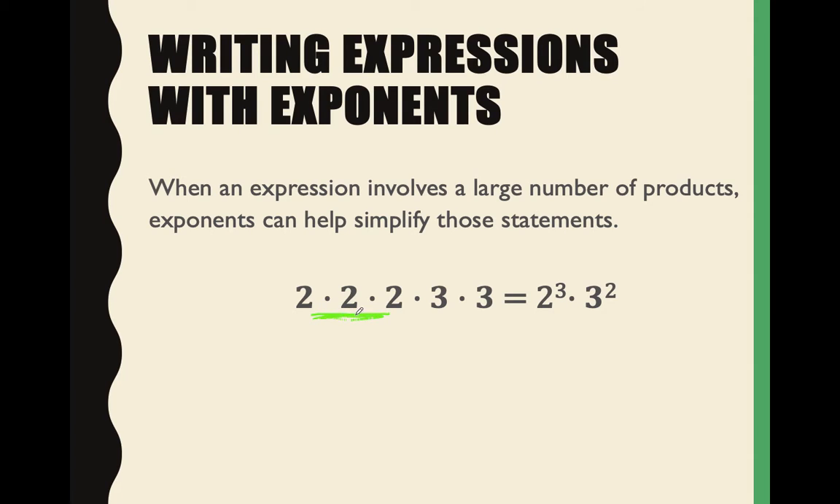So there are 3 2's, which is where we get 2 to the third power, 2 times 2 times 2. And then there are 2 3's, which is where we get the exponent of 2, 3 to the second power.